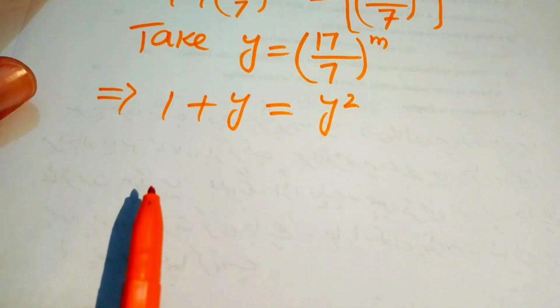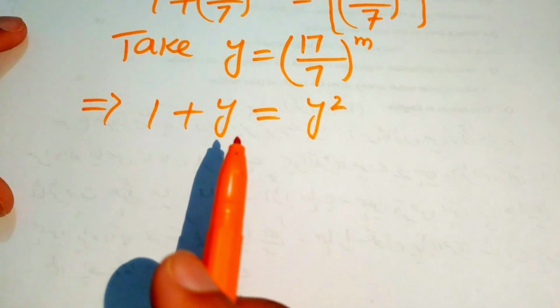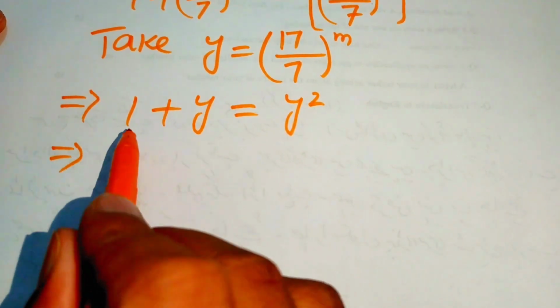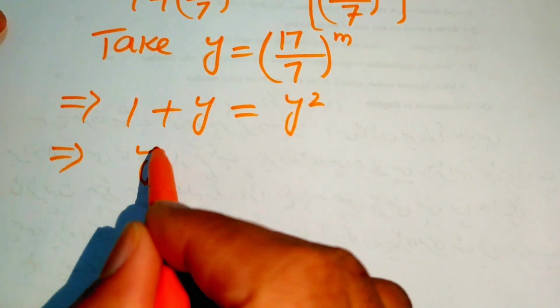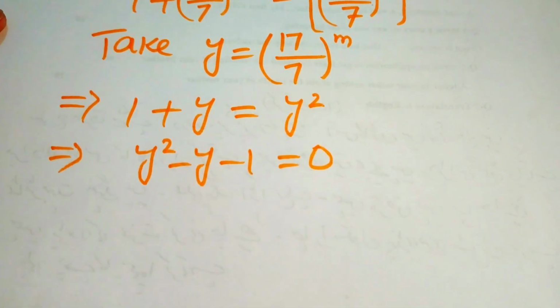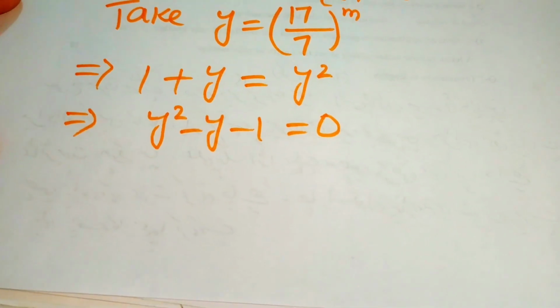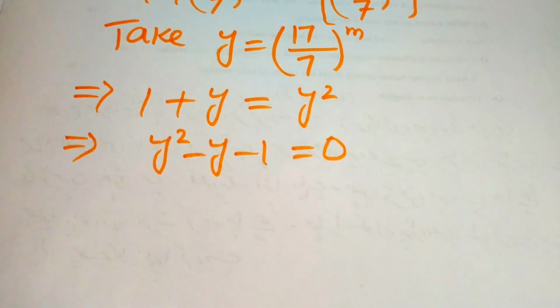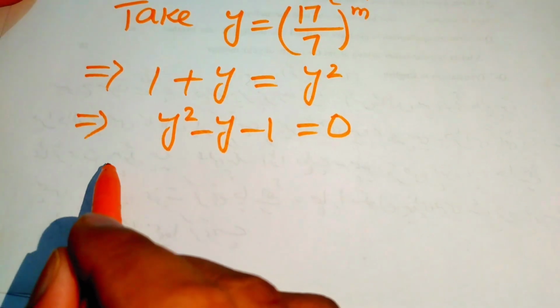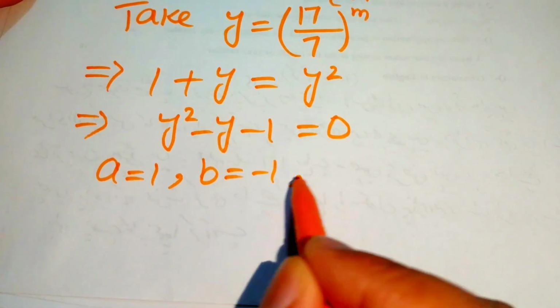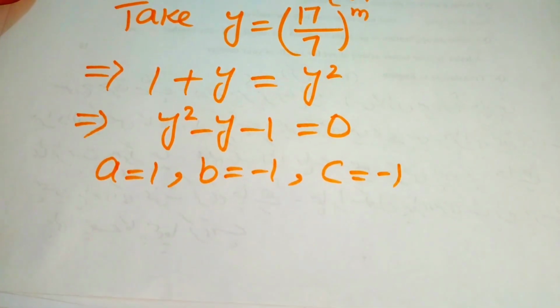Now this becomes a quadratic form, but it is not in standard form, so now we convert it into standard form. We move both of these terms to the right hand side and it becomes y square minus y minus 1 equals 0. This equation is a standard quadratic equation, and now we solve it using the quadratic formula. First we need the coefficients of this equation, and the coefficients are a equals 1, b equals minus 1 and c equals minus 1.